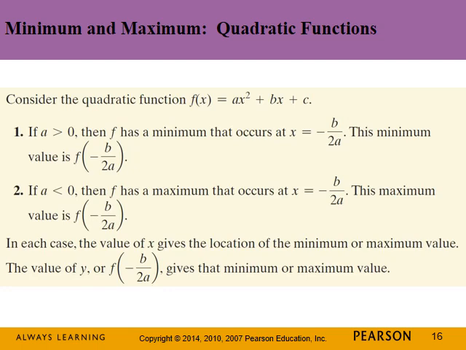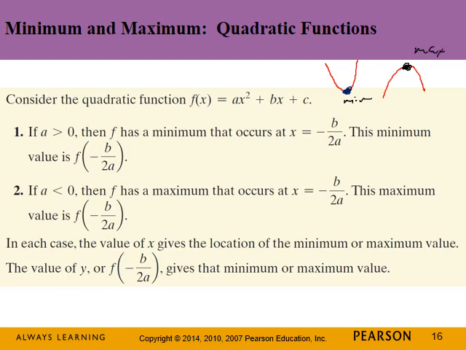Let's take a look at minimum and maximum. Based on whether your parabola opens up or down, you will have minimum or maximum values. If it opens up, you can clearly see that right here is a low point. If it opens down, you can see that right here is a high point. So the vertex on the one that opens up is your minimum. The one that opens down is your max.